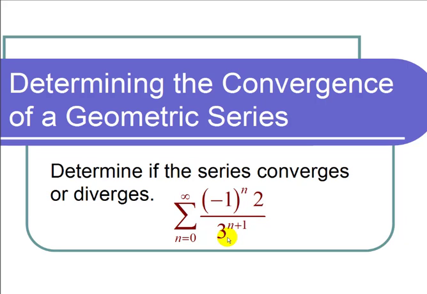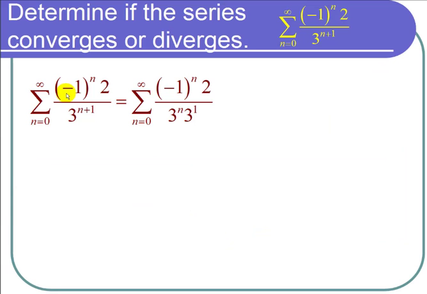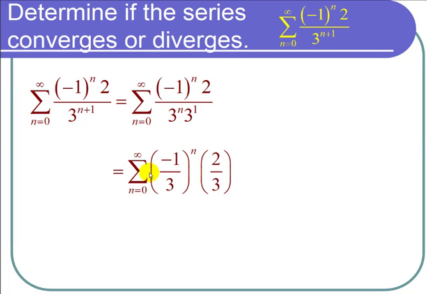So what I'm going to do is a little bit of algebra to maneuver this series into one that really looks geometric. Let's start out by using the rule that says 3^(n+1) is equal to 3^n times 3^1. Next, we can combine the (-1)^n and the 3^n. I can rewrite this as a summation from 0 to infinity of (-1/3)^n times 2/3.